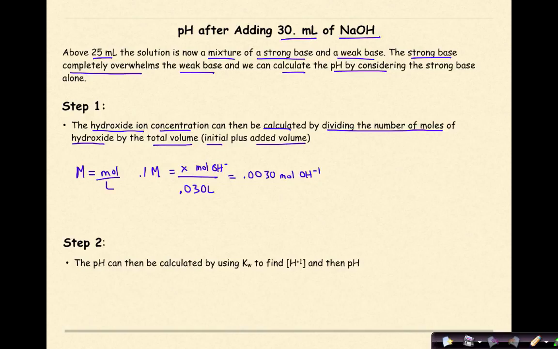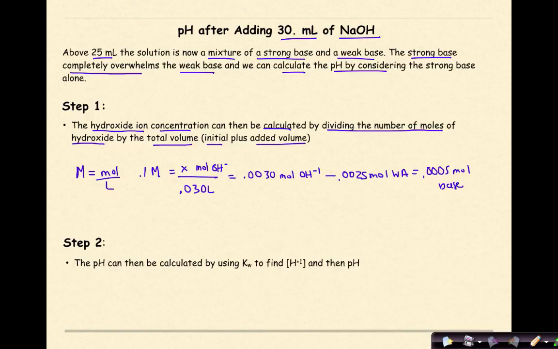Then I want to say to myself, okay, now the initial amount of acid that I started with, because these are all snapshots in time, so that would be 0.0025 moles of weak acid that we started with. So we're going to have 0.0005 moles of base remaining.